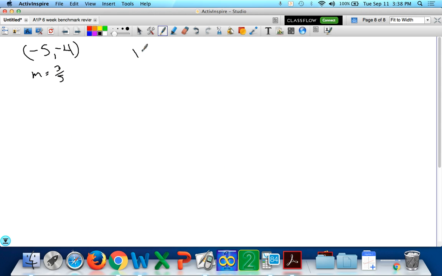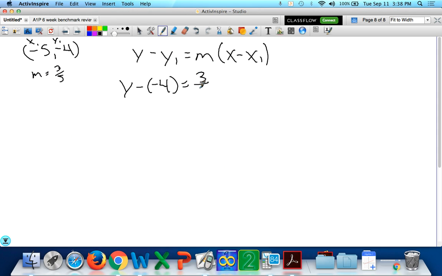And I've got to start in point slope form, which is y minus y1 equals m(x minus x1). Well, there's my x1 and my y1. It's the only point they gave me, so it has to be those. And it's time to plug these in. Y minus y1, which is minus a -4, equals m, which is 3/5, times x minus x1, which is -5.